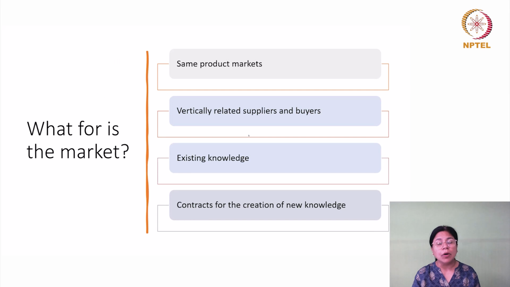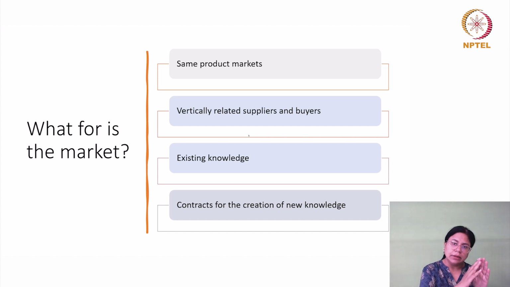So then what for is the market? You have these transactions where it may be related to technology, but what for? Now in that, it could be related to the product. Within the same product there might be a transaction between the companies. It might be a transaction related to vertically related suppliers and buyers, right? So within the value chain there might be a supplier and then another may be a buyer. They might get into a transaction with respect to any kind of IP or technical service, etc.